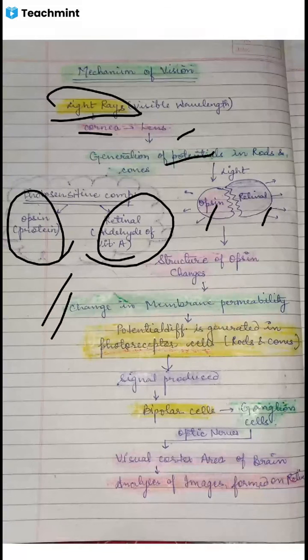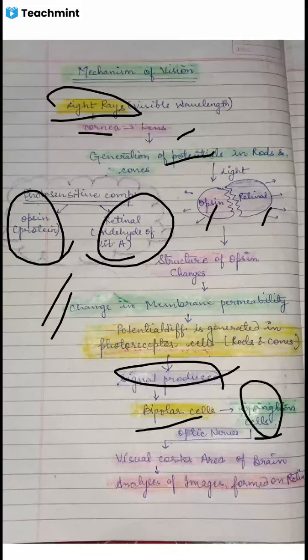And when the potential difference is generated, a signal is produced. This signal moves to the visual area in your brain through the bipolar cells, then to the ganglionic cells, and with the help of the optic nerve it will reach the visual cortex area of the brain, where you may have some experiences. According to those experiences, you will analyze the image on the retina.